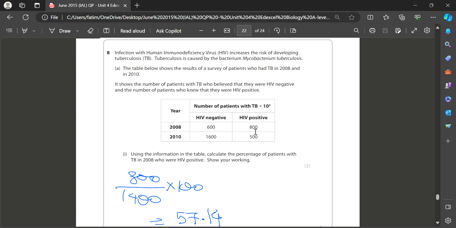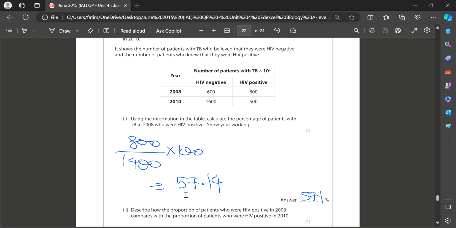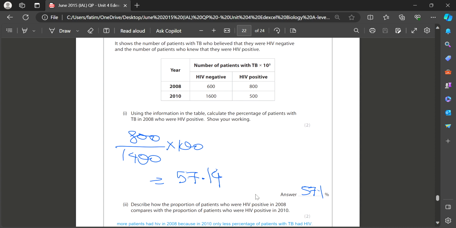So over here it just gives us that value. It's 800. We divide that by the total number. 800 plus 600 gives us 1400, and we just times it by 100 and we get 57.14%, and I just rounded it off to 3 significant figures.